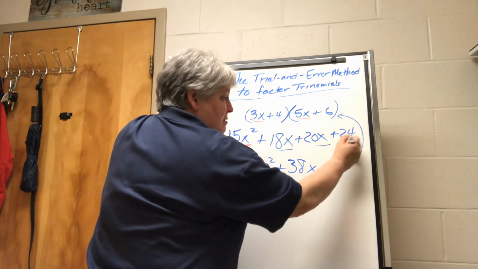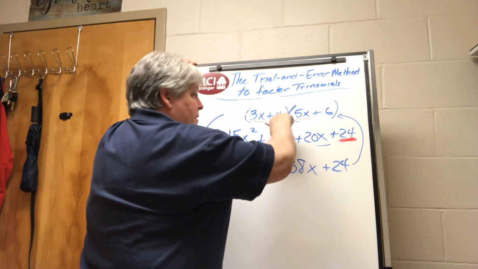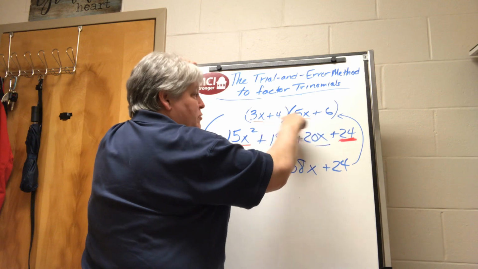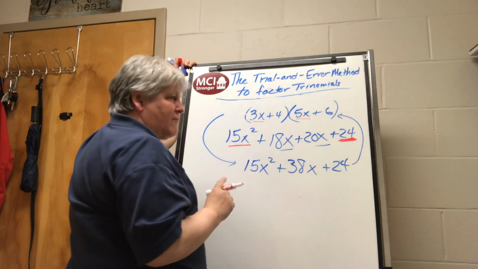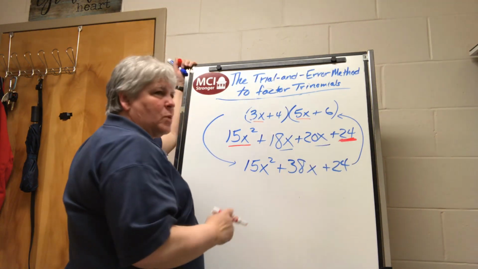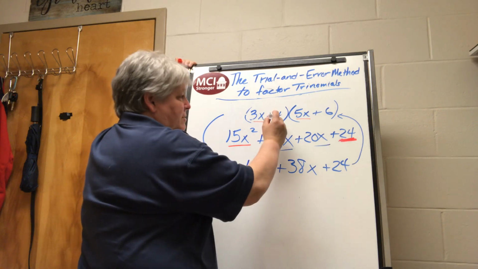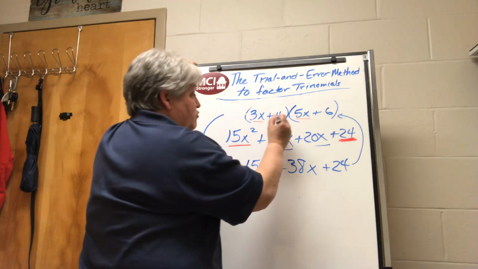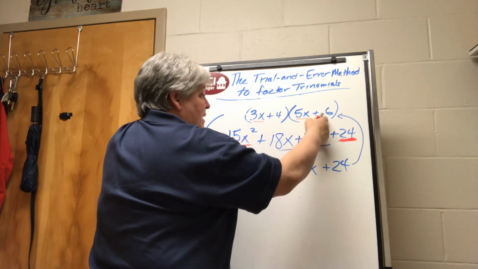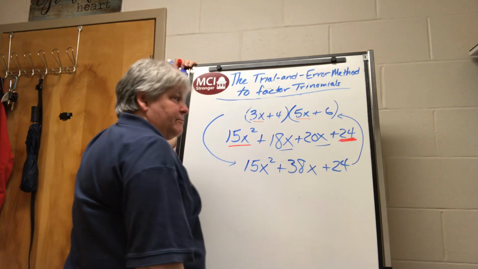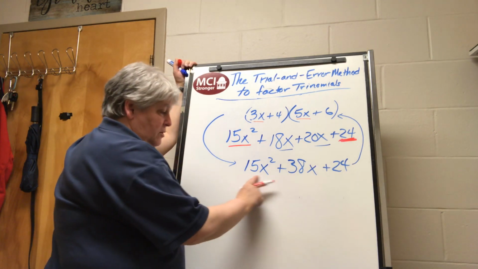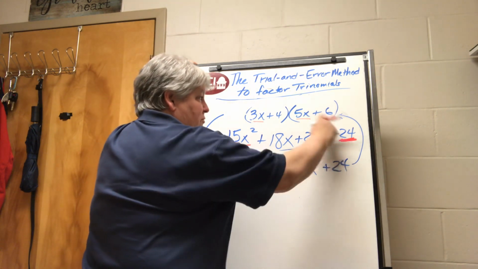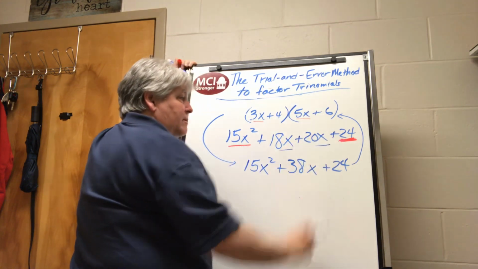Notice also that this last term came from the number times the number. So I would know that the numbers I end up putting there would have to multiply to 24. So I would never consider putting a 7 and a 10 here, which gives me 70. So I make sure to restrict myself to numbers that when they multiply give me this last term. So notice this first term comes from that times that. This last term comes from the lasts multiplied together.